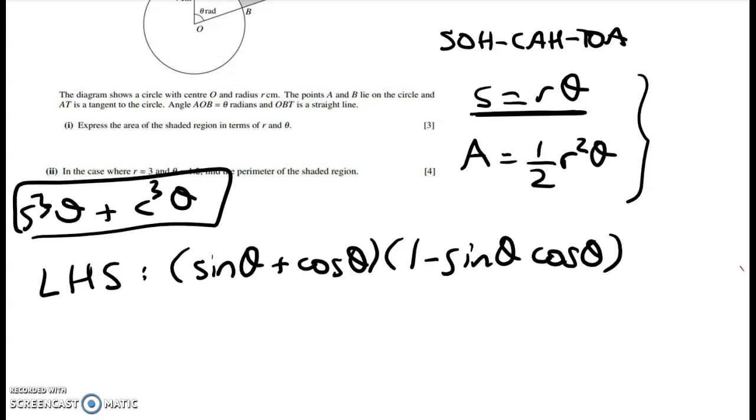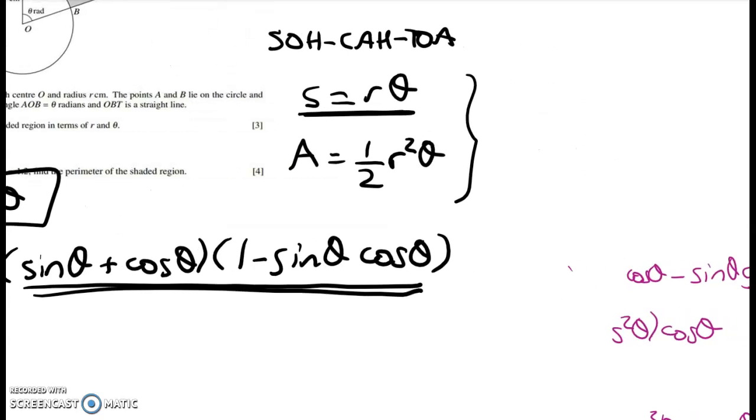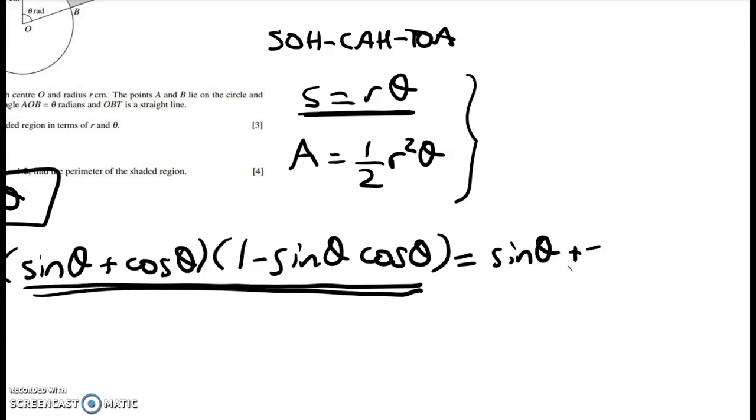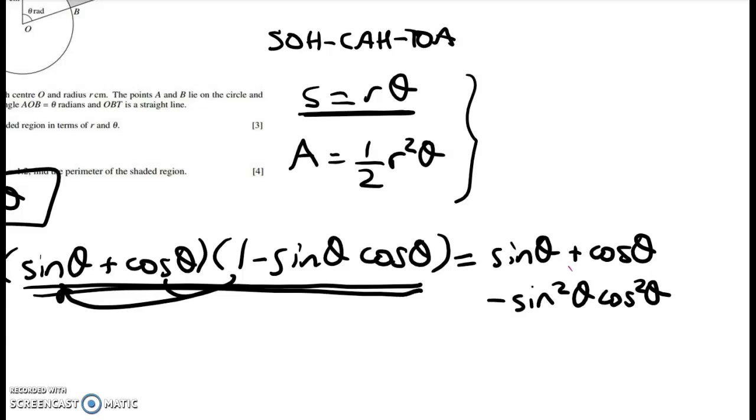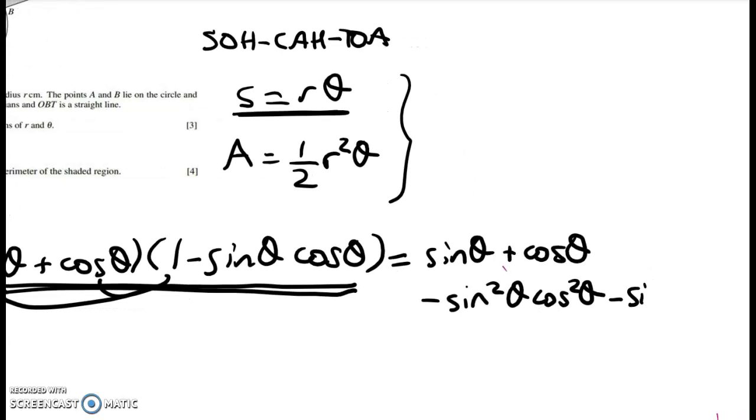Okay, what I'm going to do instead is I'm going to do the obvious first thing here, which is to expand out these brackets. Right, so if we do that, I'll just get rid of this mess over here from when my laptop battery ran out. This is what I get. First of all, I get sine theta plus cos theta. That's from the 1 times both of those. And then I'm going to get minus sine squared theta cos squared theta minus sine theta cos squared theta.